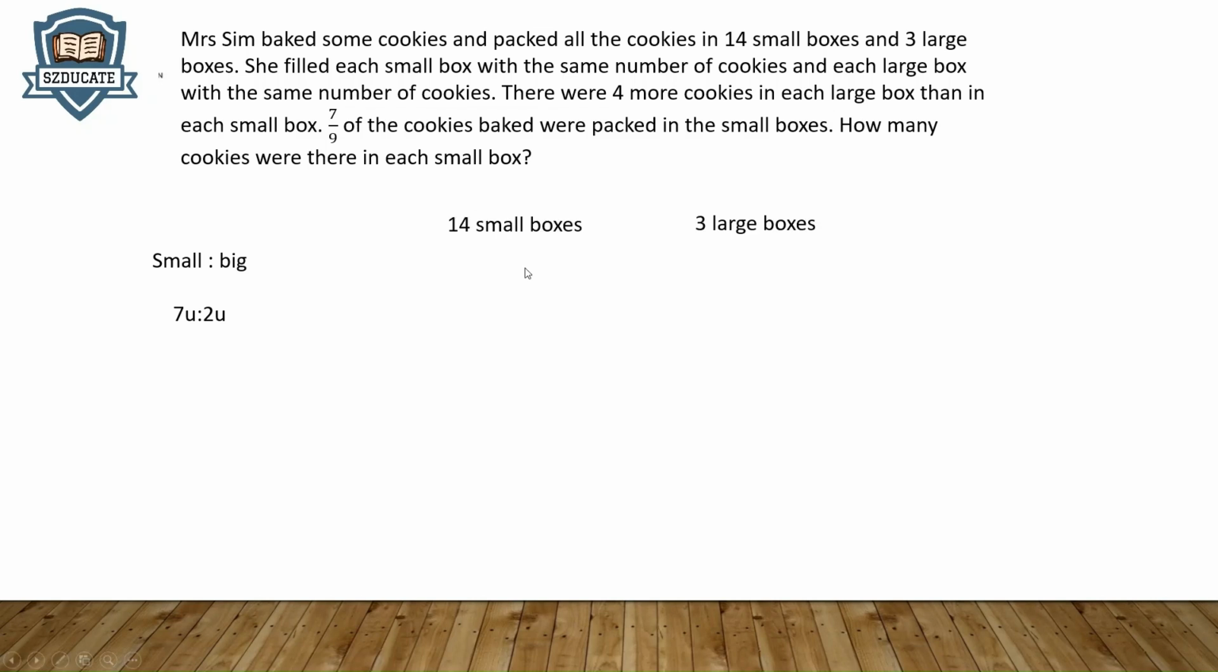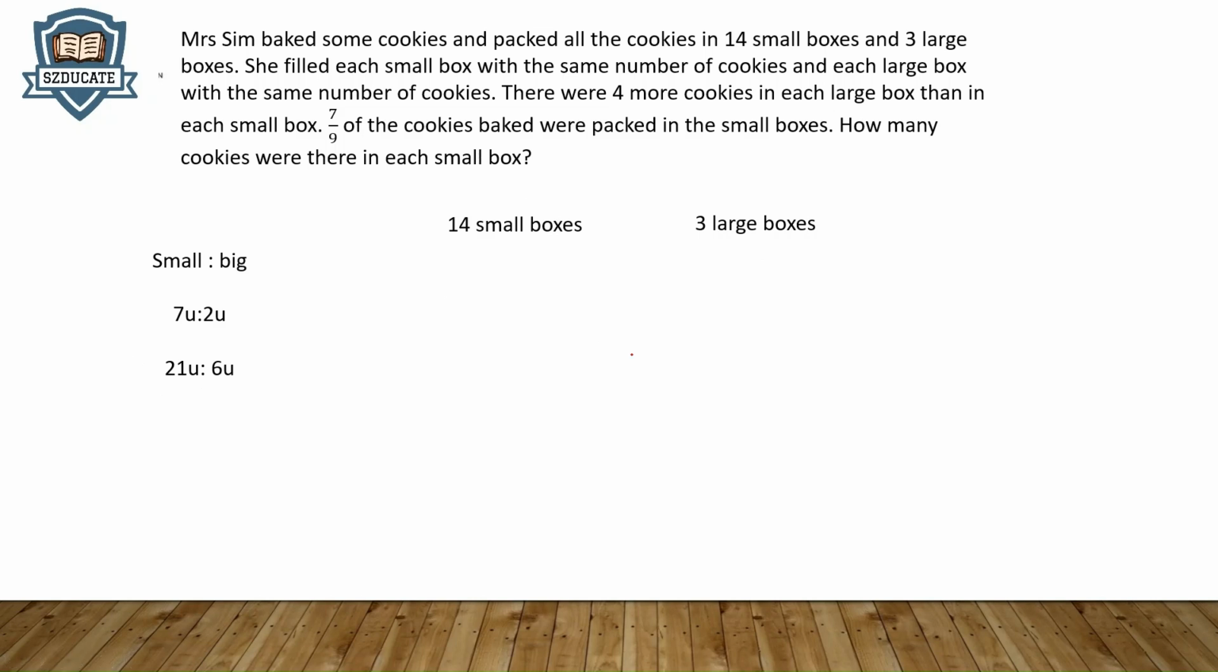Now, we have 14 small boxes and 3 large boxes. If we were to fit this 7 units into 14, I will get a fraction. Same thing, if I try to fit this 2 units of cookies into 3 large boxes, I will also get a fraction. Now, we do not want that. We want to have nice numbers. So we're going to multiply to make the numbers nicer. So I'm just going to multiply by 3. Yes, so 6 units I can fit into 3 large boxes. Very nice. But 21 units cannot fit into 14 small boxes.